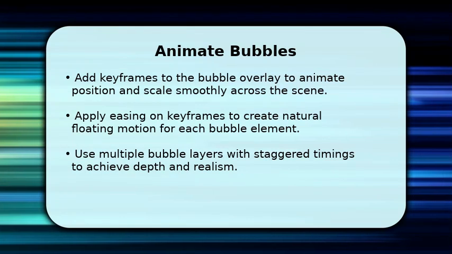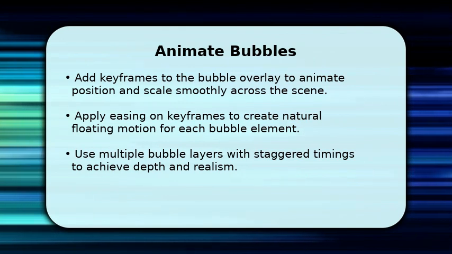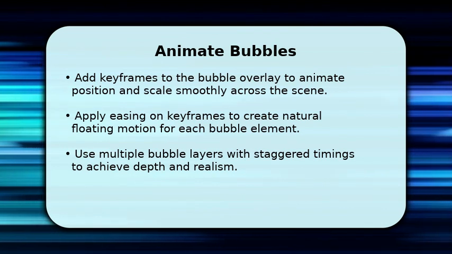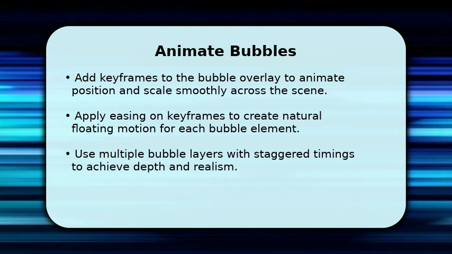Now animate your bubbles by adding keyframes to the overlay layer for position and scale, creating a gentle float. Stagger keyframes across multiple bubble layers so they appear at different times and distances, then apply easing to each keyframe to smooth motion. Tweak opacity and blur slightly on distant bubbles to add depth, and preview frequently to ensure the motion feels organic and not mechanical.